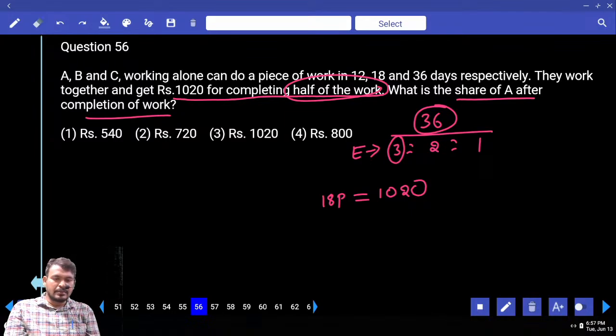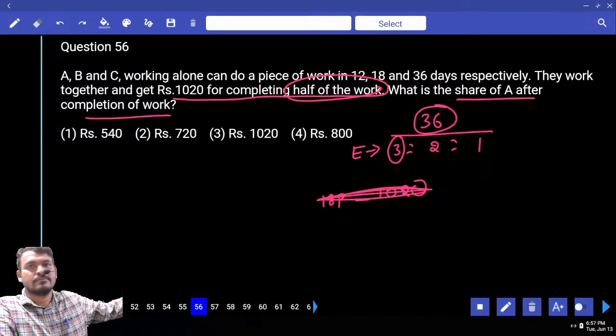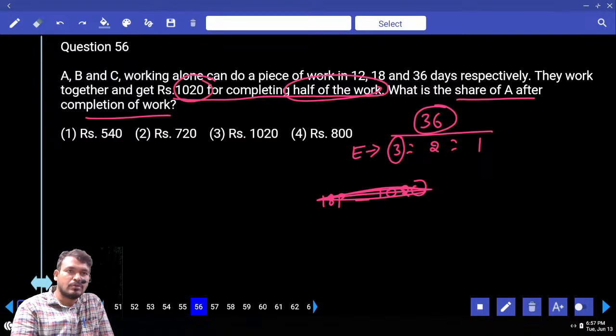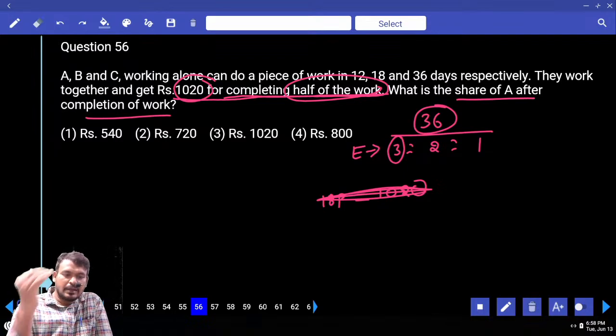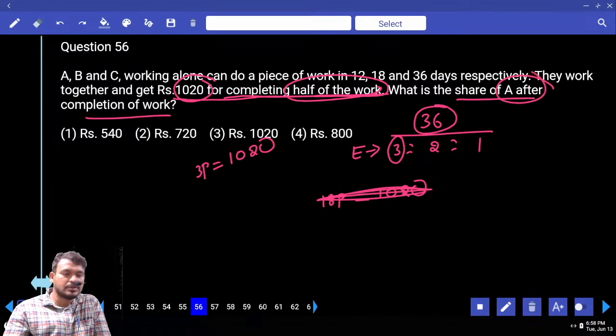They work together and get 1020 for half of the work. Sorry, wait. What is the total efficiency? 6 parts. 6 parts is the total efficiency of the 3 persons. What is the amount they are getting? 1020 for completing half of the work or total work? Half of the work, means out of the 6 parts they are getting half value. Means 3 parts value is how many rupees? 1020. What is the question here? A's share or B's share? A's share. A is how many parts? 3 parts. What is the answer? 1020.